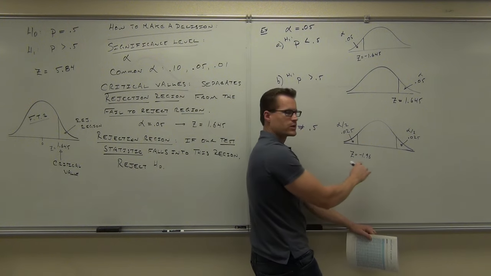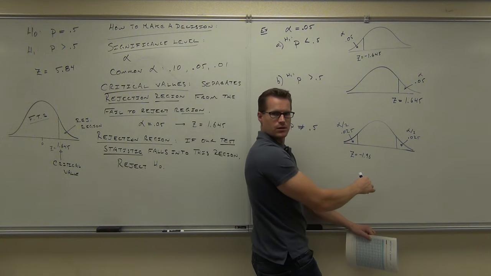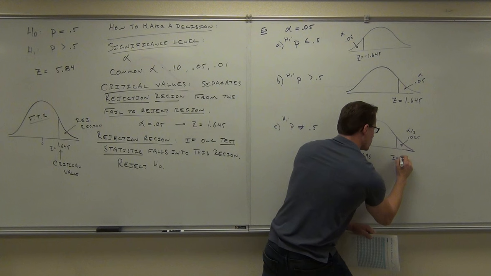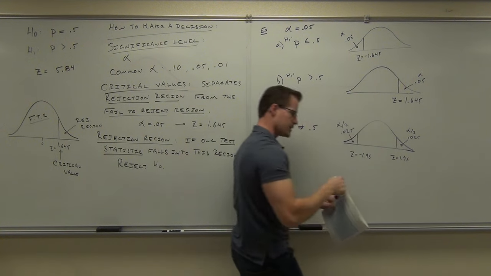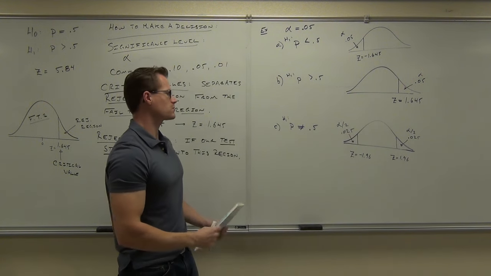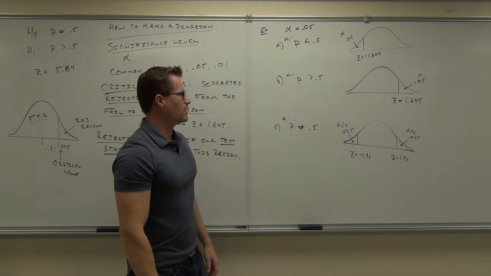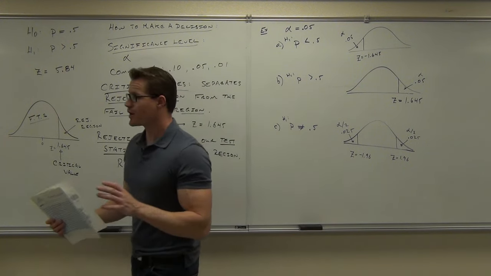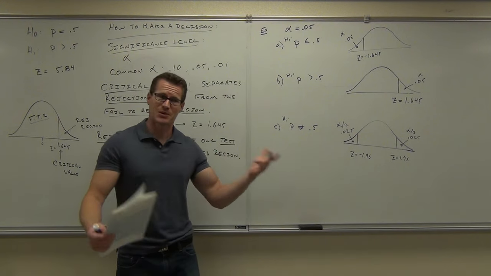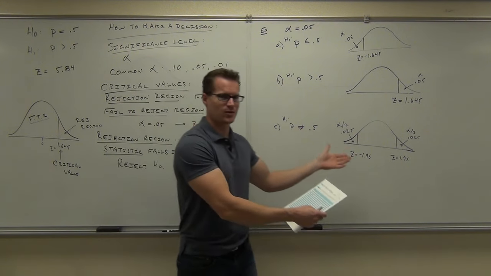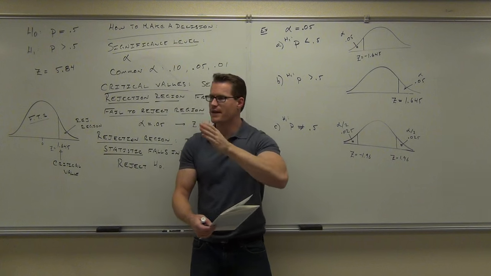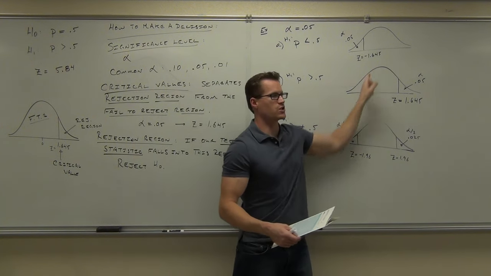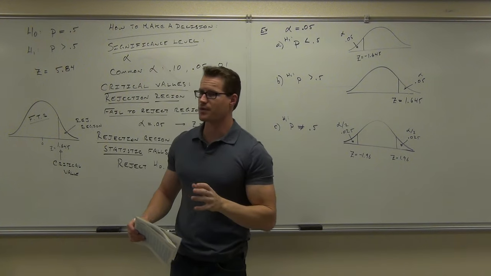Hey, how about this one? What do you think that one's going to be? Positive. Just positive, yeah. It's a symmetrical chart, which is nice. So this right here, this tells you where your rejection region is. That's why our critical values are so critical. They're critical for us to know those things, because that's separating our rejection regions from the fail to reject region. And that's how you make decisions with hypothesis testing.